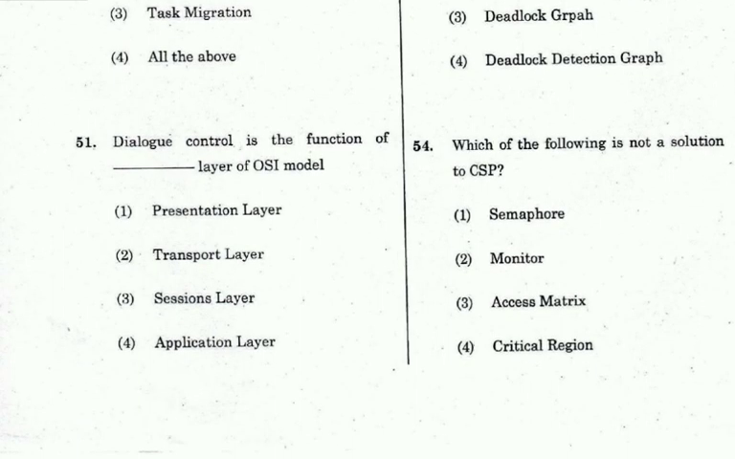Which of the following is not a solution to the critical section problem? Here semaphore, monitor, and critical region are solutions to the critical section problem, as they help in process synchronization, whereas the access matrix is a security mechanism used in the OS for access control. It is not a solution to the critical section problem. So option 3 is the correct answer.